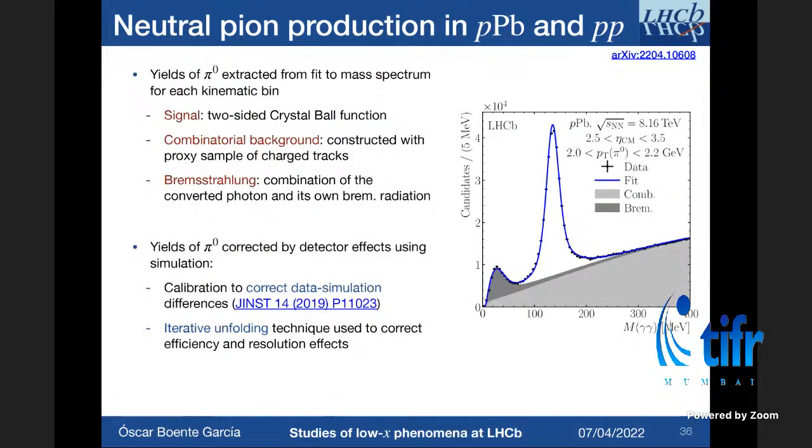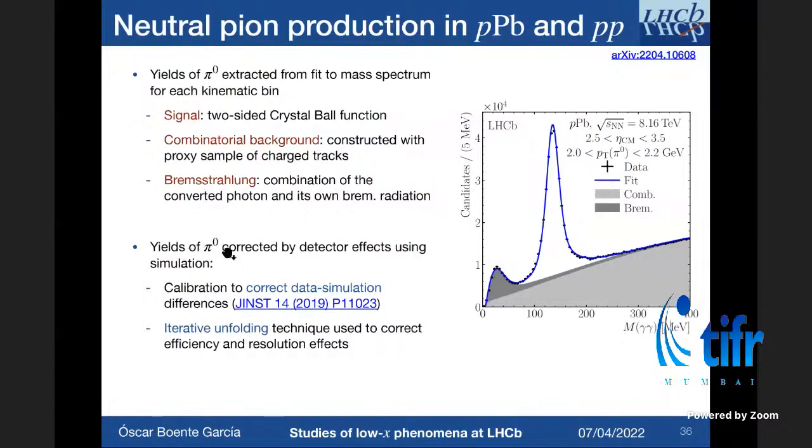A bit about the measurement techniques. So basically, we start by extracting the yields of pi0 in different transverse momentum bins and for the forward and backward configurations. The yield has typically this shape. Basically, you have the pi0 signal, the combinatorial background, and this Bremsstrahlung contribution, which is basically when one photon is paired with its own Bremsstrahlung emitted photon, one converted photon. So it would be an electron-positron pair that emits this Bremsstrahlung.